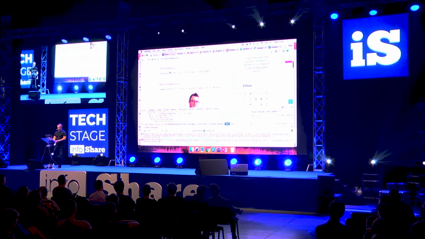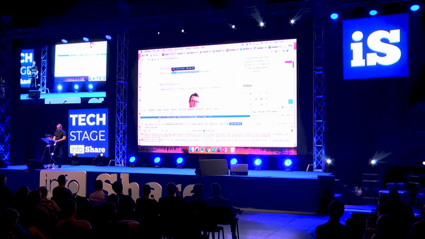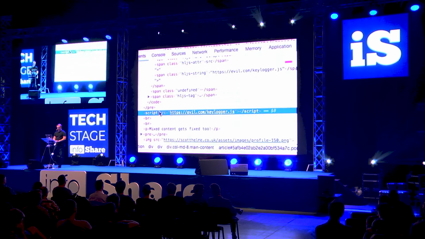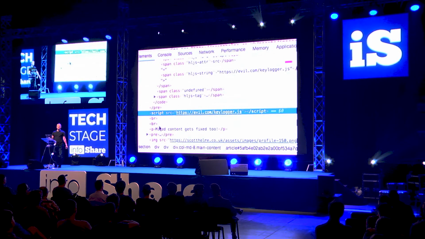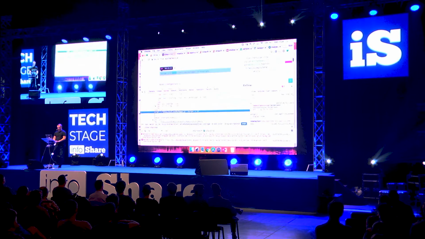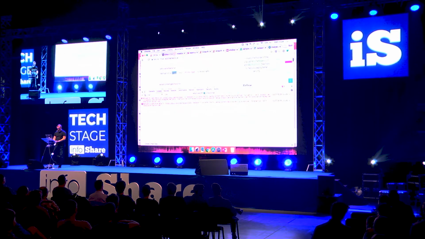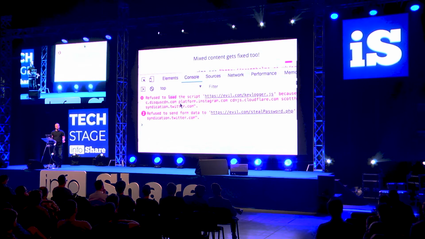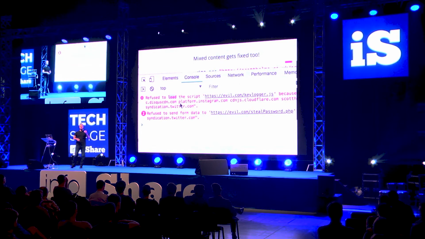Same again with the script source. If we take a look at this script tag here, so let's have a look at this. We have a script tag here. Again, perfectly valid script tag, trying to load that keylogger file from evil.com. Don't do this on your websites. But again, if we take a look in the console, up at the top here, the browser has already said, refuse to load the script. Because according to my policy, I'm not allowed to load things from evil.com. It's not whitelisted. So the browser has automatically blocked that for me.